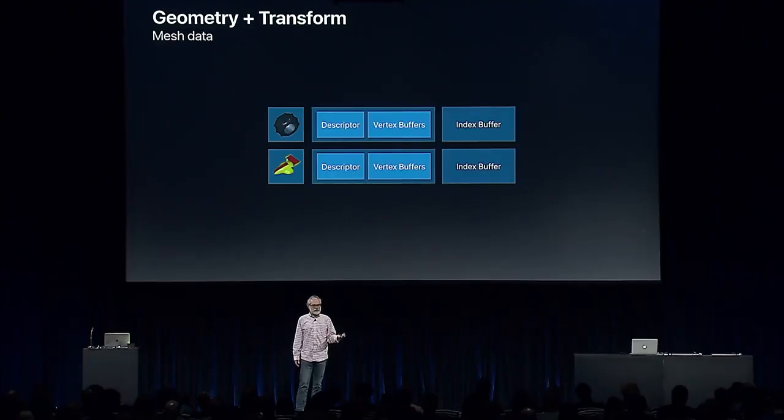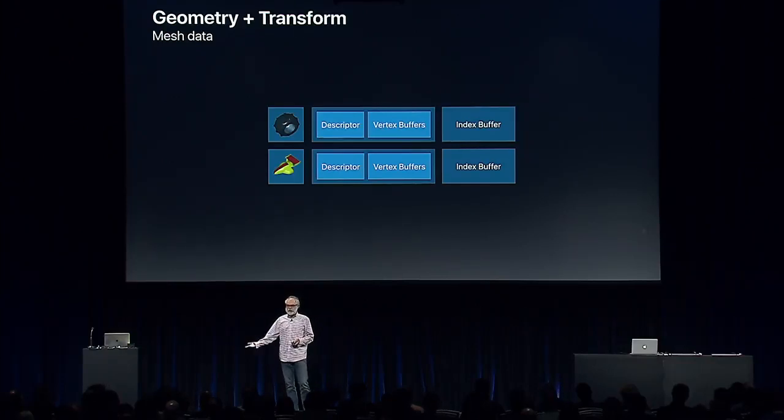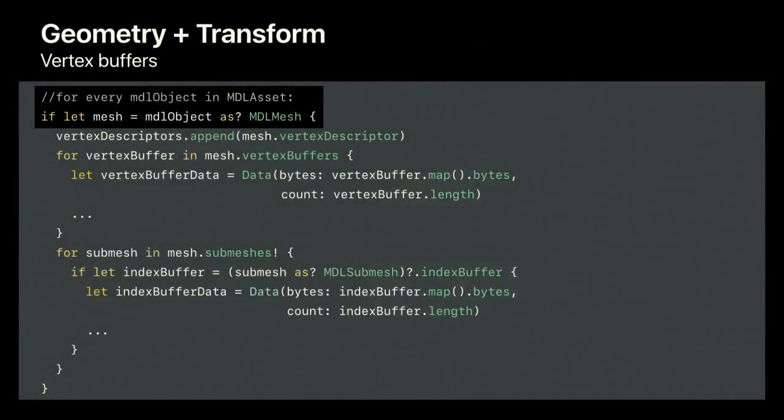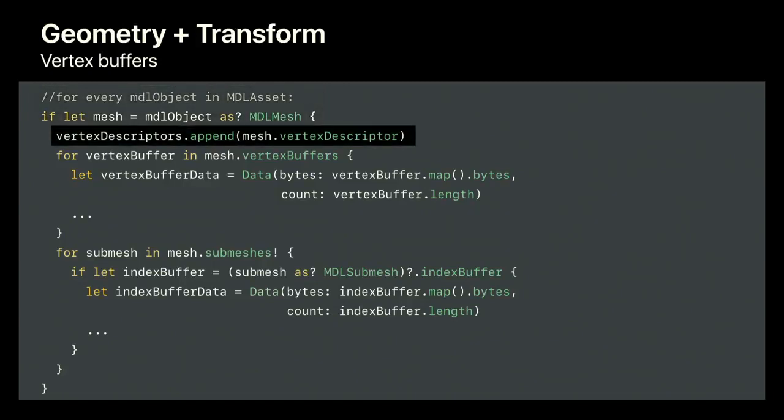So that's going to be a vertex descriptor, which is an array that's going to tell Metal, these are normals, these are texture coordinates, these are positions, the actual vertex buffers themselves, and then the index buffer that just says, these indices correspond to these triangles and the vertex buffers. So it's really easy to do this with our consistent data structures. We're going to run through all of the objects in the MDL asset object after we've imported it. If the object can be cast to an MDL mesh, we're going to fetch out the vertex descriptor, which tells us that we've got positions and normals, say.